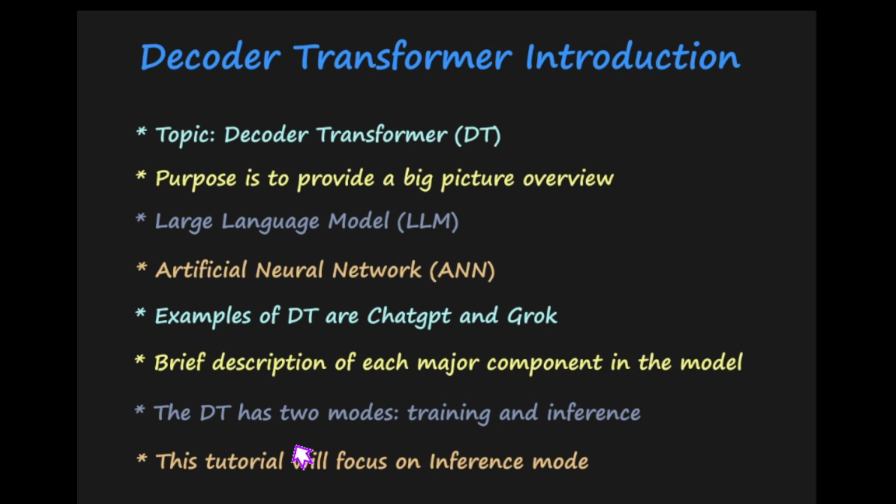The decoder transformer has two modes of operation, training and inference. Training is when developers feed masses of text data into the decoder transformer models so that they learn the text. This often takes weeks and months. Inference mode is when a user uses a trained model, such as ChatGPT. This tutorial will focus on inference mode. A future tutorial will focus on training.